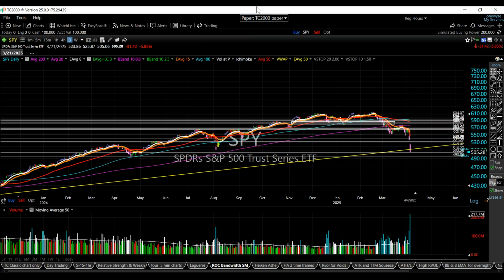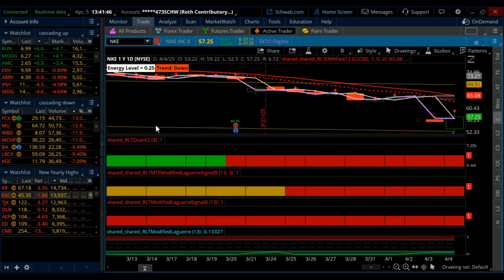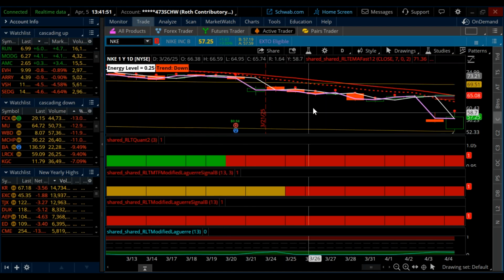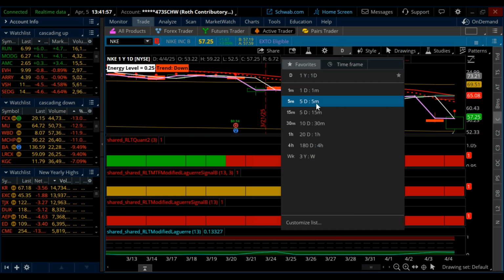So that's my TC2000. All right, so that's what Heikin-Ashi candles look like. We've looked at some live ones now. If I switch over to the Compass super system, or the SPY super system, here's the SPY super system right here. This was Nike. This is one of the trades that we had, which I'm going to go over. This is a daily chart, but let's look at a 5-minute chart.